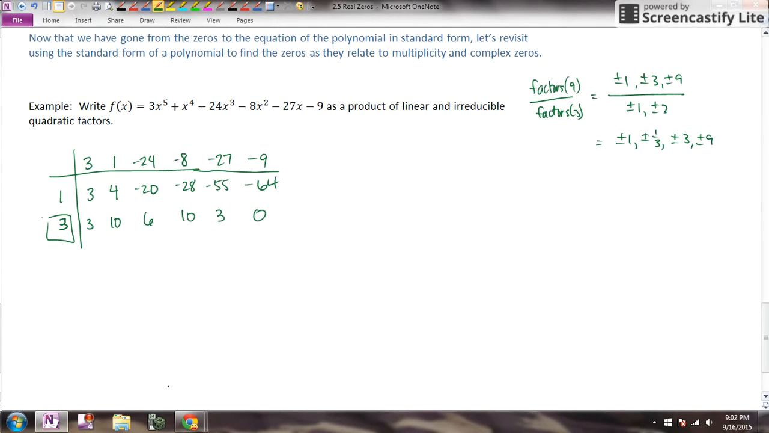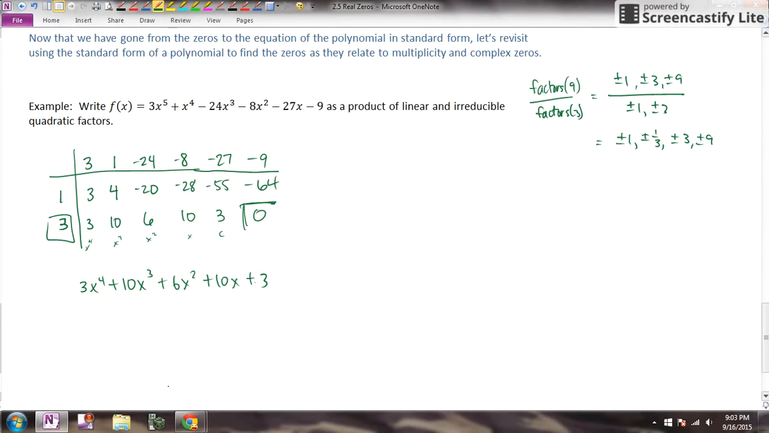Really what you have now is, remember, this is your remainder. So this is your constant, your x squared, your x cubed, your x to the fourth. So you have a new problem all over. You're like 3x to the fourth plus 10x cubed plus 6x squared plus 10x plus 3. And again, you could do your factors of the last number over the factors of the first number. So things that you should try are 1 and 3 over 1 and 3.